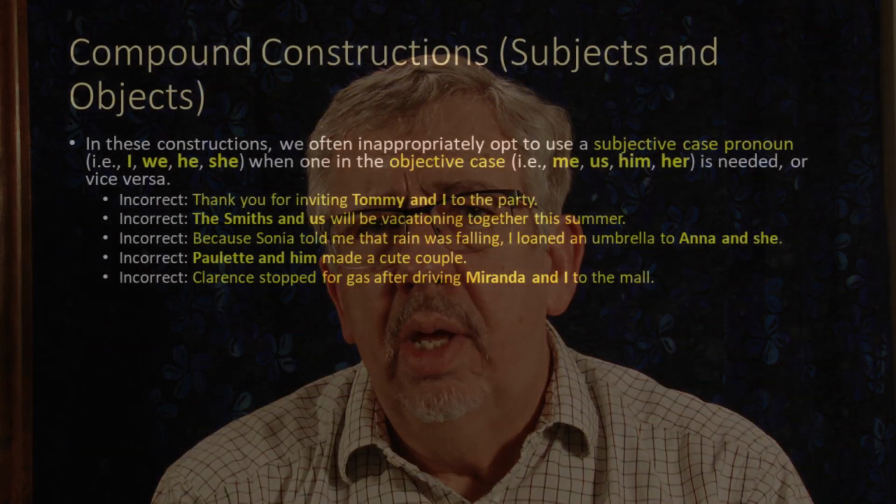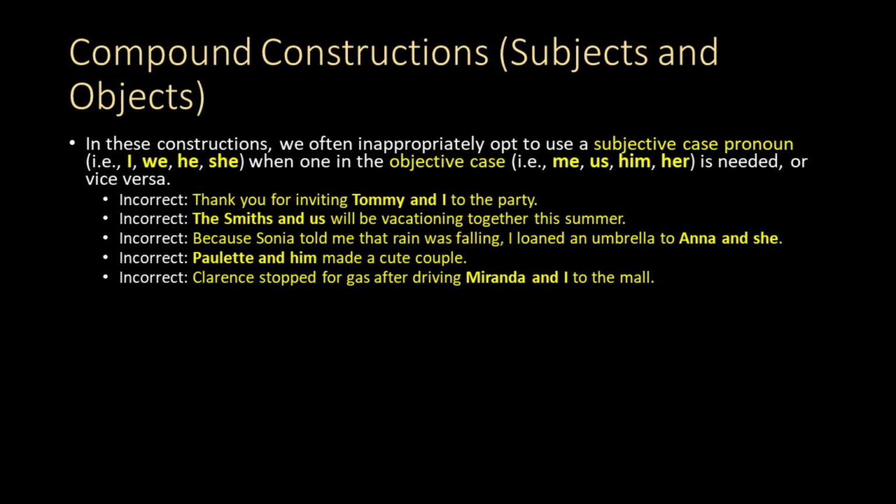Other pronoun case problems occur in compound constructions. When a noun and a first or third person personal pronoun act together as the compound subject of a clause or the compound object of a verb, verbal, or preposition, mistakes can occur. In such instances, when we appropriately place the pronoun after the noun, we often inappropriately opt to use a subjective case pronoun, that is I, we, he, or she, when one in the objective case, me, us, or him, or her is needed, or vice versa.